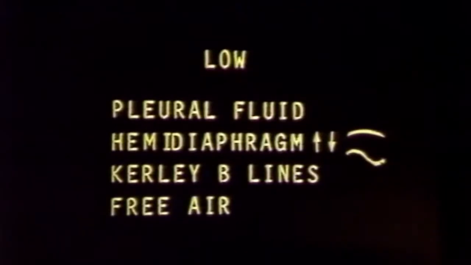To start low, look in the costophrenic angles for pleural fluid. The hemidiaphragm, is it up or down? Is the diaphragm paralyzed? Is there emphysema? Is it a normal diaphragm? Is there fluid in a subpulmonic position? Are there curly B lines? Is there free air? Here's a picture of curly B lines, which show us that this patient is in congestive failure. A good place to start low is in the costophrenic region.